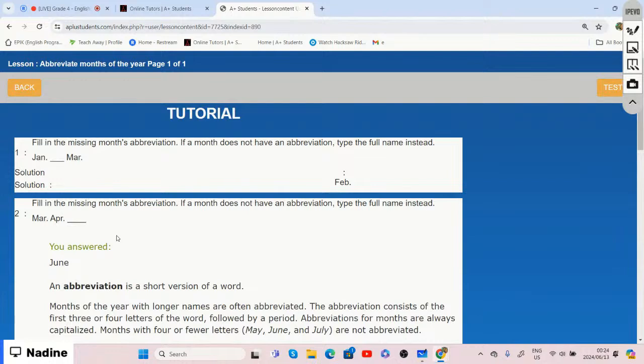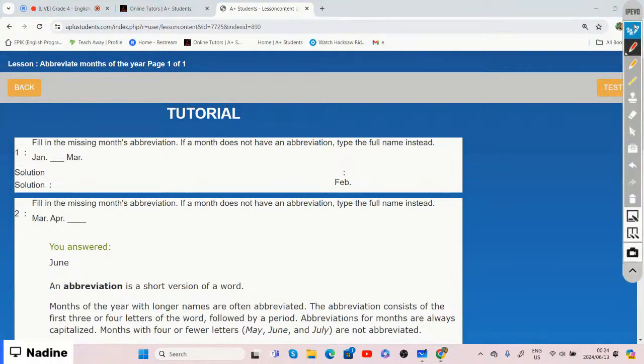All right. And if we were to fill in the missing month's abbreviation, we are going to say it is February, because we have Jan, then our missing one is going to be Feb. Remember, capital letter and we end it with a period. So it's Jan, Feb, and then March, right? So well done.